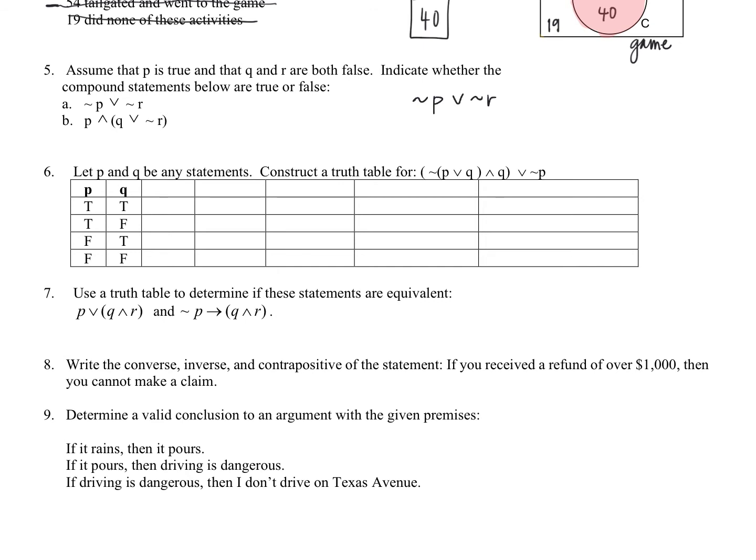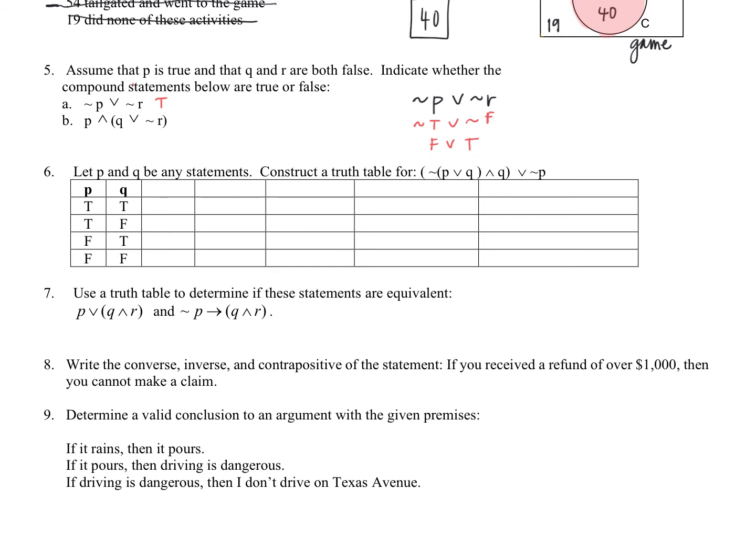It says P is true. So that means P is true, but not P, not true, would be false. Right? I should have gone down instead of up. Okay, so we have not true, which is false. Okay, or R is false. So we have not false. Not false means true. Okay. This says false or true. So for an or, a disjunction, only one of them needs to be true in order for the overall compound statement to be true. So that means this is true. So part A is true.